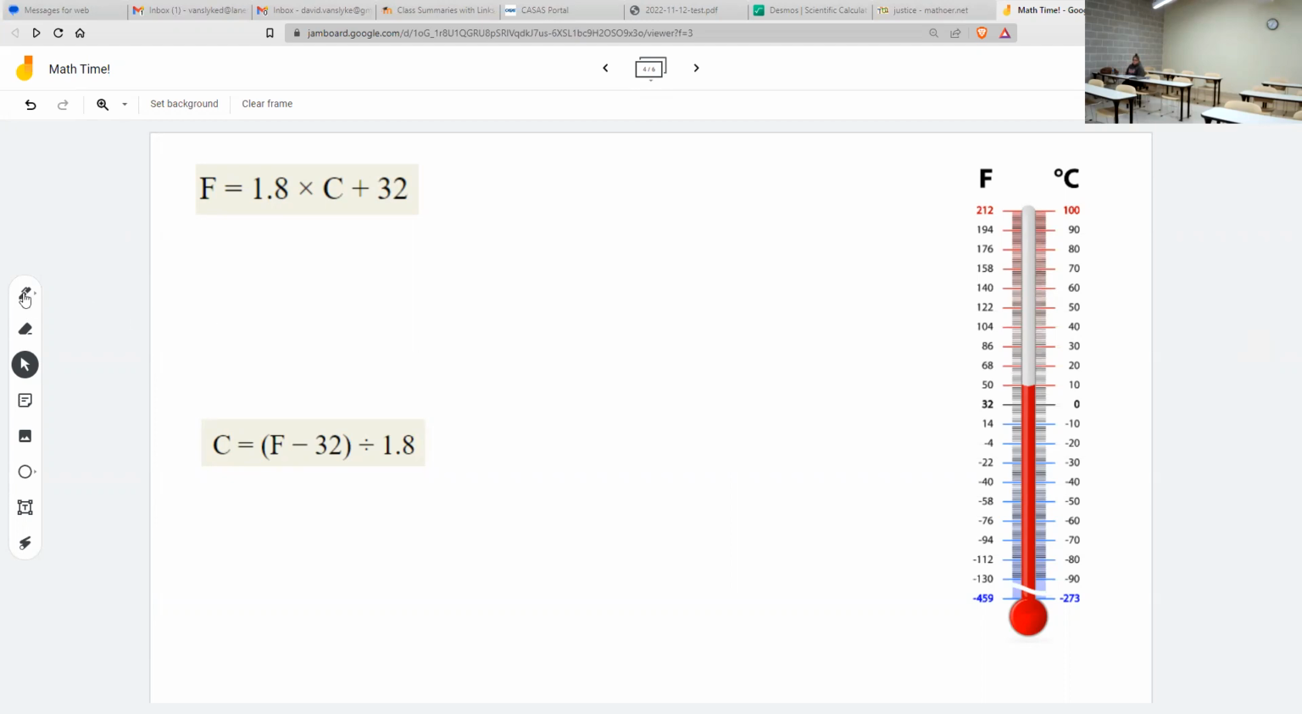Water freezes at 32. Water boils at 212. And in between, there's 180 degrees, perhaps because Fahrenheit wanted his original one to be shaped like a protractor with 180 degrees.